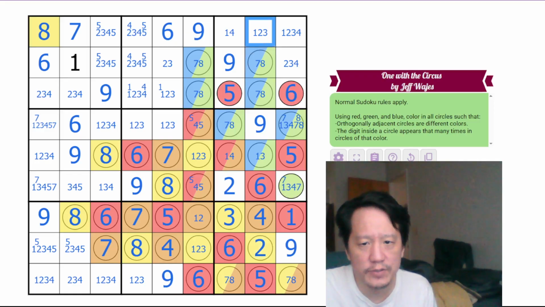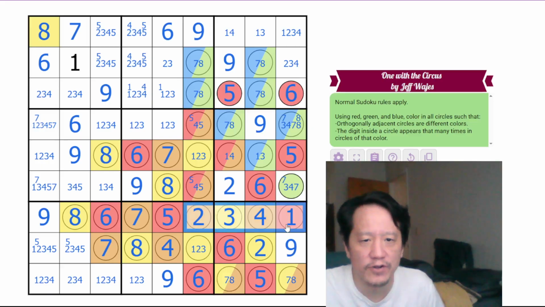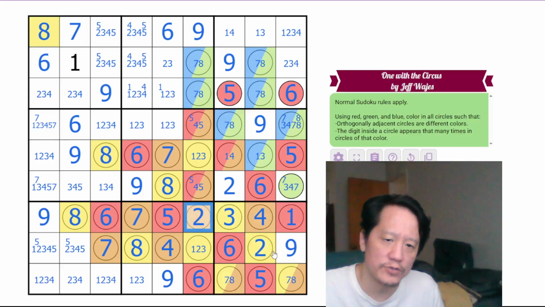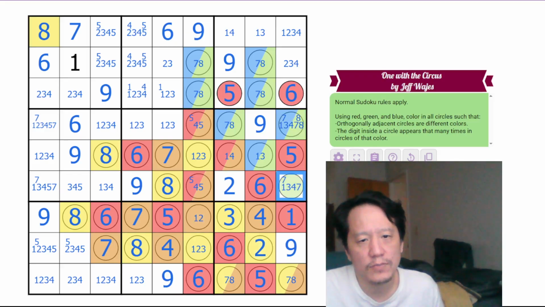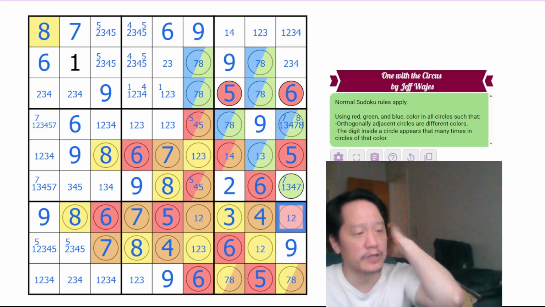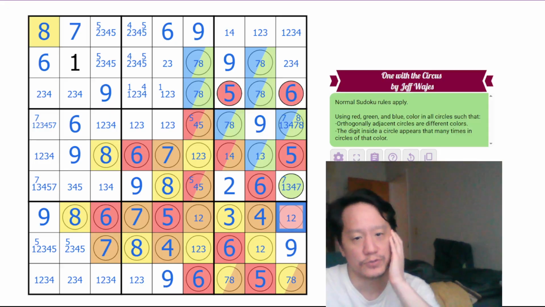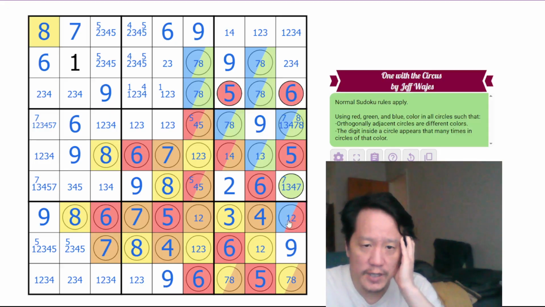That means this can't be 2 here. No, 1 here. 1 has to be one of... So this is 1 and 3, which makes this 2. And we have a contradiction, because we have 2 in orange and 2 in yellow. And obviously 2 has to be part of the same color because we only have 38 circles. So therefore this cannot be the red 1.